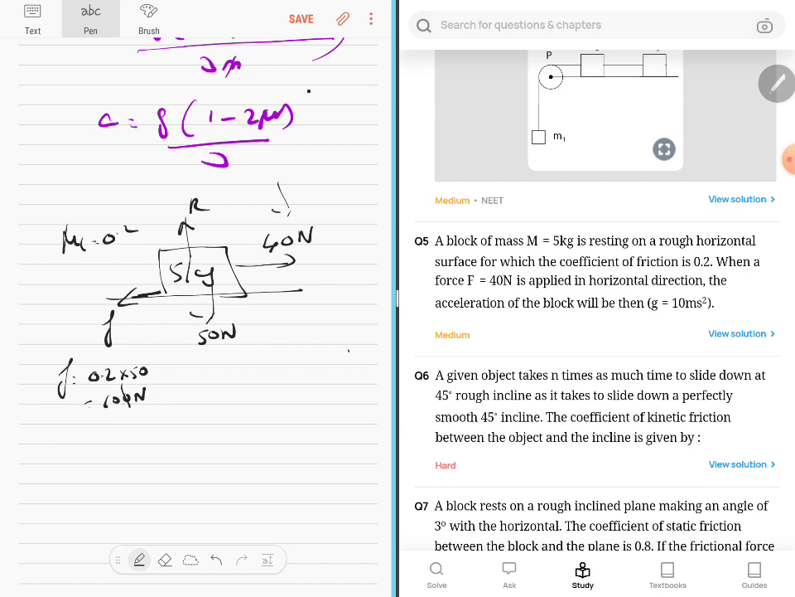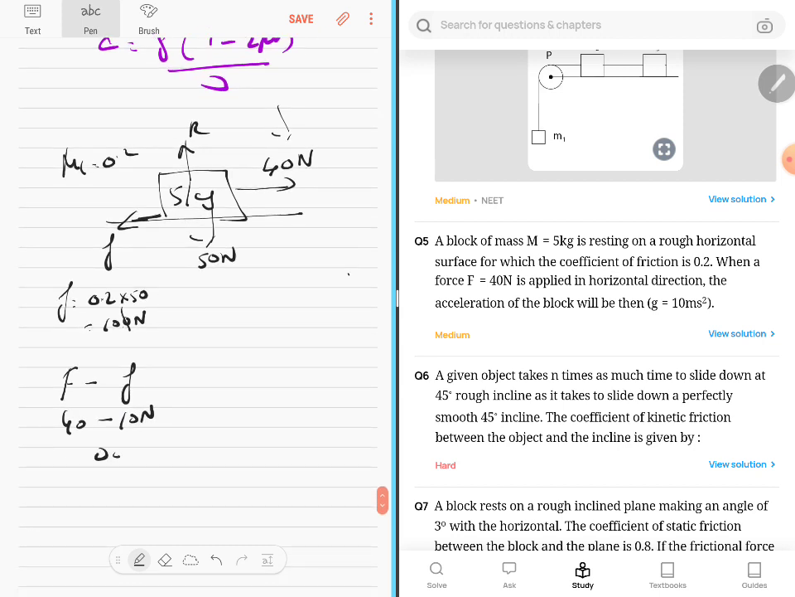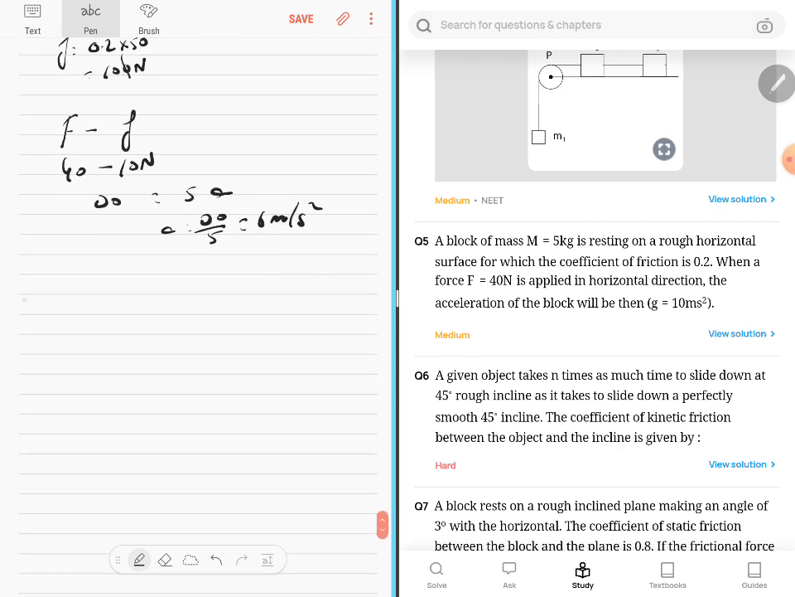Applied force is 40 Newton, which means the applied force is greater than the frictional force. So definitely there will be acceleration, and the net force is equal to applied force minus frictional force, which is 40 Newton minus 10 Newton, which will be 30 Newton is the net force acting on it. It will result in 5 into A. So therefore A is equal to 30 by 5, so 6 meter per second square. It's such a simple sum. So let's go to the 6th question.